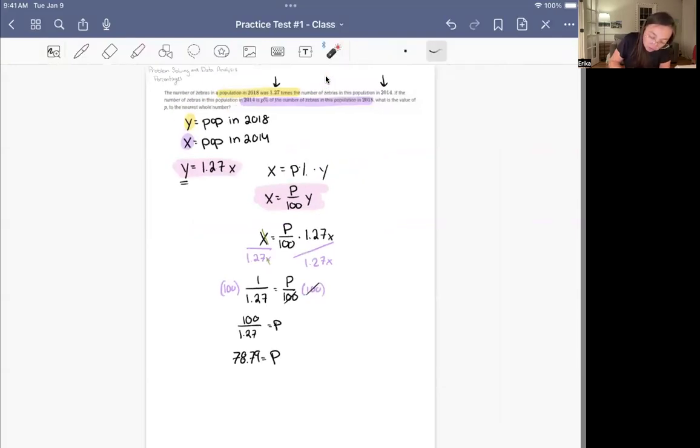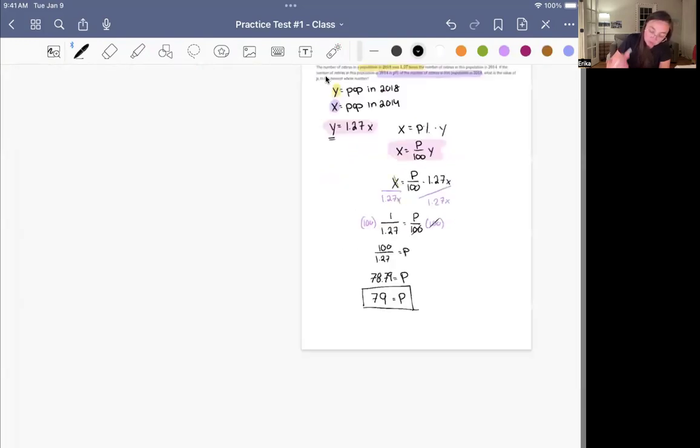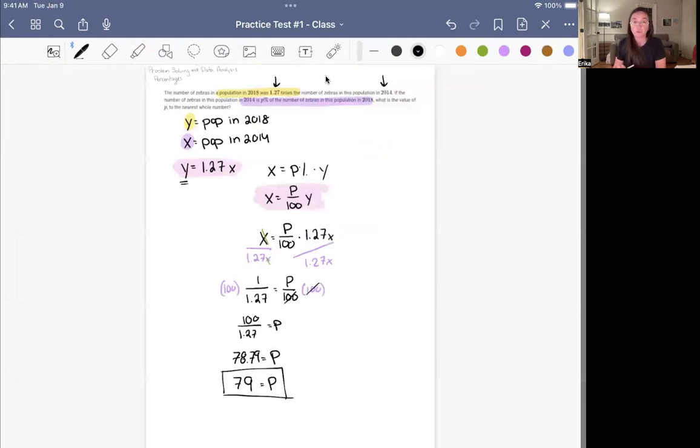Now, if we look at the actual problem, it says, what is the value of p to the nearest whole number? So the nearest whole number for p is going to be 79. And that's going to be your solution for this specific problem.